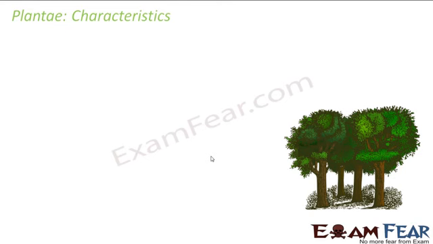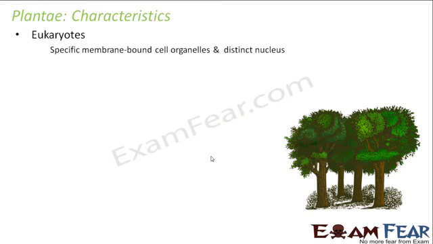First of all, we should know what are those specific things which actually distinguish organisms which fall under plant kingdom from any other kingdom. How is plant kingdom different from Monera, Protista, fungi, or animalia? Some of the very basic characteristics of plant kingdom: the first is eukaryotes. That is, they have specific membrane bound cell organelles and a distinct nucleus.